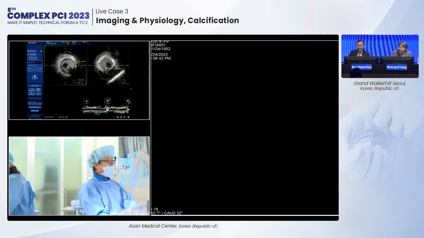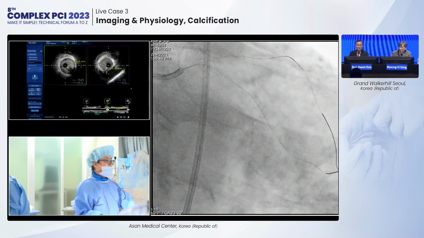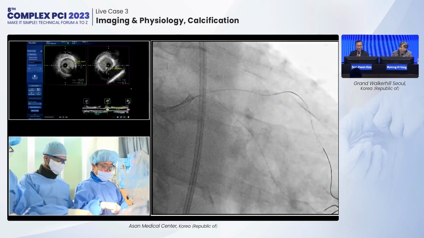It is a very educational point of view. I agree with the approach to the stent, Jung-Min.